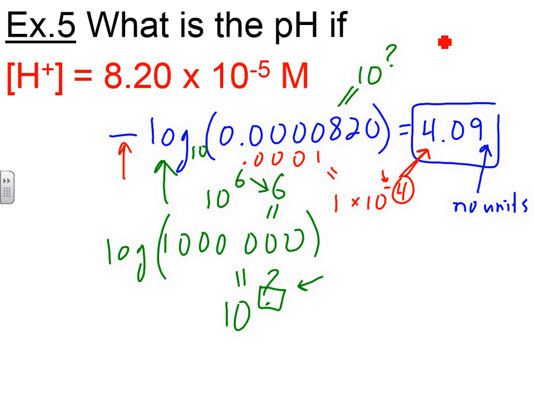So if all this doesn't make any sense, as long as you can find the negative log button, you'll be safe on the calculator, but it's a good idea to understand how this works. And it is called the power of hydrogen for this reason. It pulls out the power that corresponds to the concentration. Alright, let's quickly do another one that's very similar.